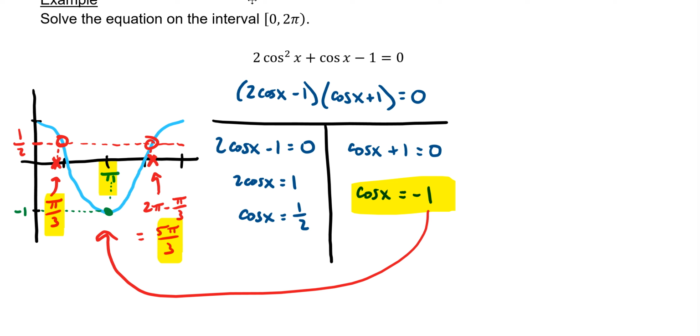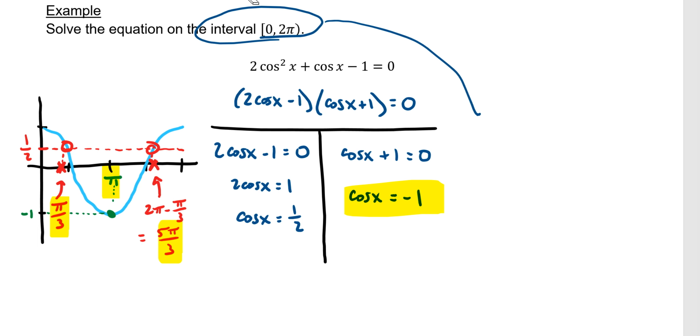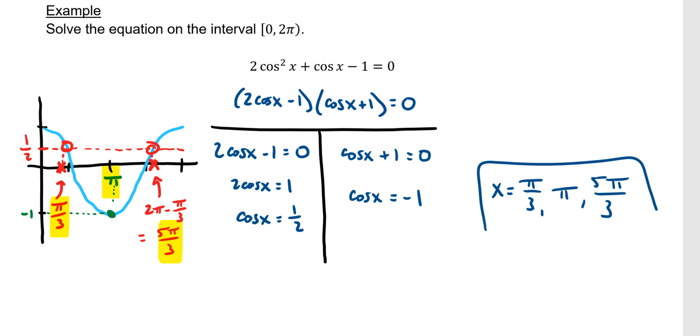So always remember, even though it doesn't have to be perfect for the graph, you should have the points of intersection correct on the dashes, as well as the max and min correct. And then we're actually done. We actually have all three of our answers, and we're only solving this over the interval, so we don't need to put plus 2 pi n. So our three answers are x equals pi over 3, x equals pi, and x equals 5 pi over 3.